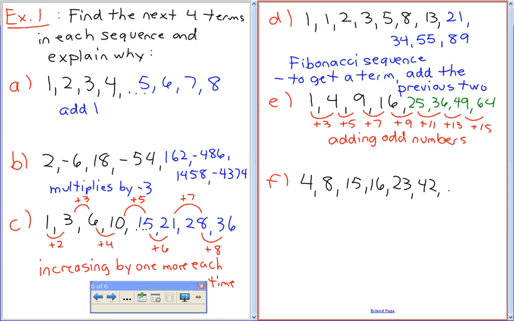Yeah, that's what I was using, right? 1 squared is 1, 2 squared is 4, 3 squared is 9, 4 squared is 16, 25, 36, and so on. And that's the thing with these, there's not always one right answer, but as long as it works. Like for this one here, you can get all sorts of interesting ones.